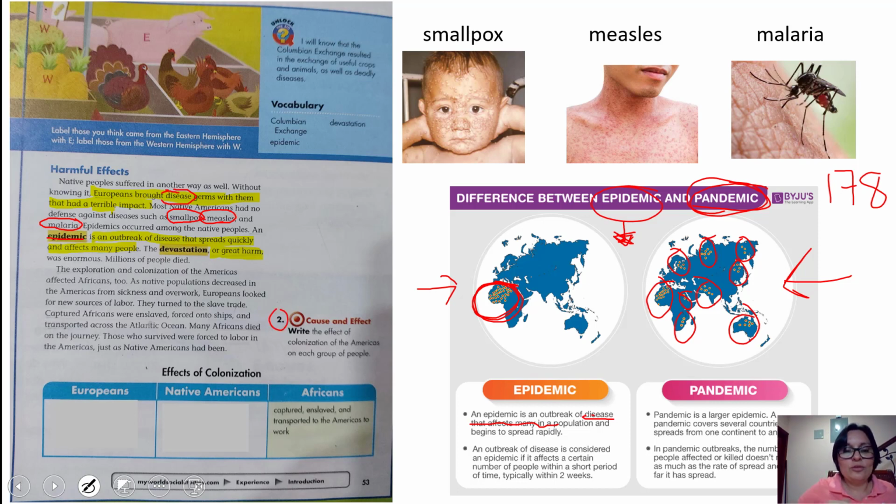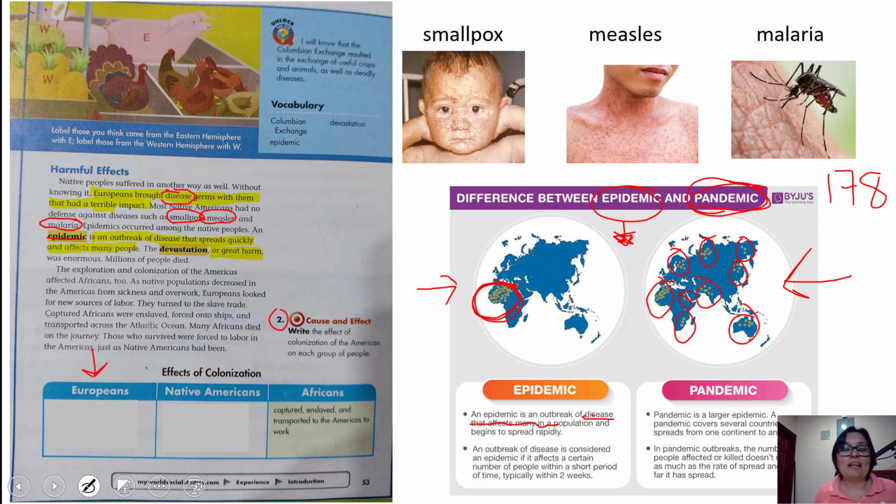Here we have number two, and it's cause and effect. You already know what is cause and what is effect, okay? So it says, write the effect of colonization of the Americas on each group of people. Effects of colonization. Remember that colonization is European explorers coming to the Americas, trying to control the lands, taking the properties and the lands of Native Americans and forcing them to work for them. That is colonization.